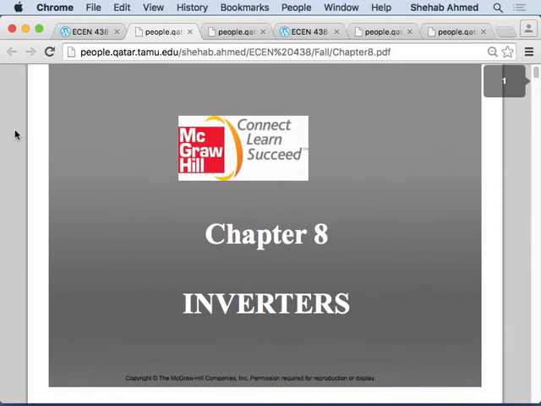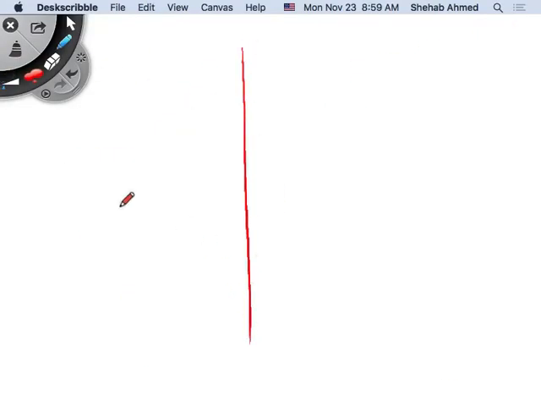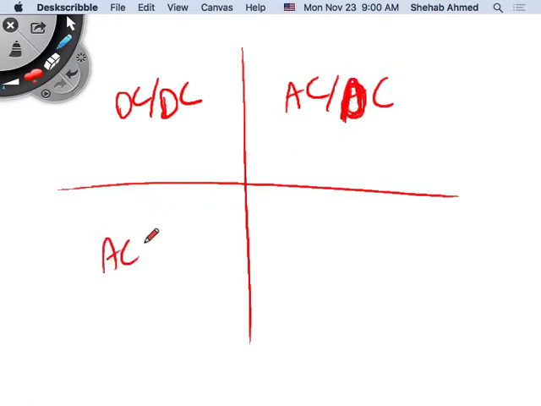So chapter 8 will be the inverters topic. We have discussed so far DC to DC converters. We discussed AC to DC rectifiers, right? We discussed AC to AC voltage controllers. I would not say power converters because there are many topologies. I think you are going to be exposed to a lot of the AC to AC converter topologies. There are many types that we will not discuss here.